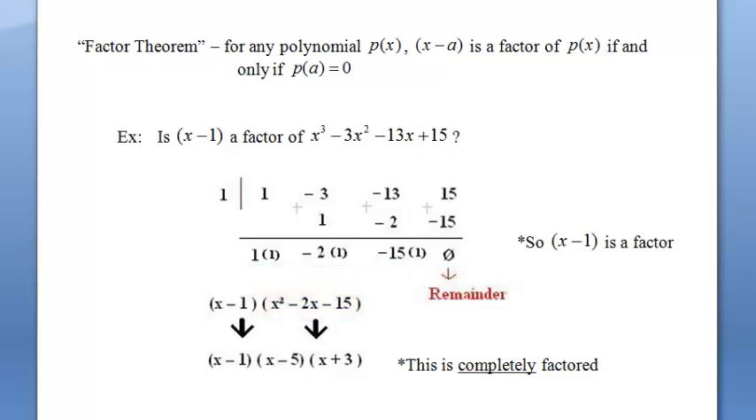Since we divided into a cubic polynomial, I know that I'm going to have a quadratic polynomial, because it's going to be one degree less. So x minus 1 is one of my factors, times x squared minus 2x minus 15. Now I wonder, can x squared minus 2x minus 15 be factored? By using the X box, or the diamond problem, I can see that I can factor this into x minus 5 and x plus 3. So there are the three factors of x cubed minus 3x squared minus 13x plus 15. It completely factors into x minus 1 times x minus 5 times x plus 3.